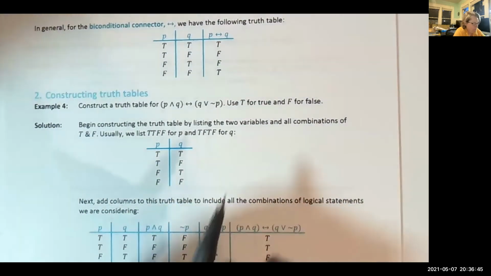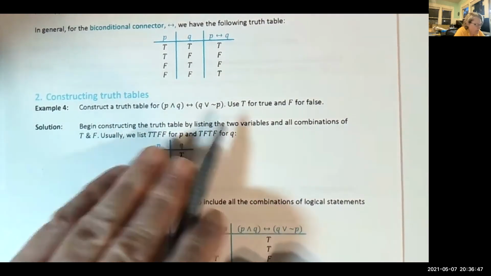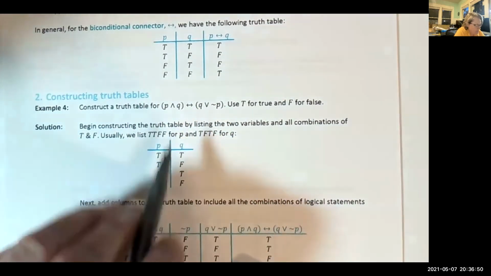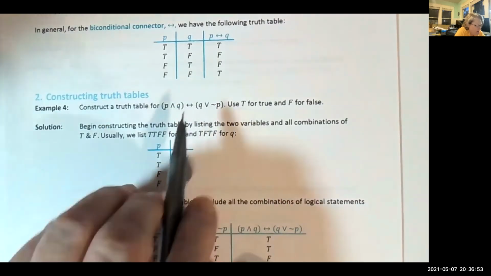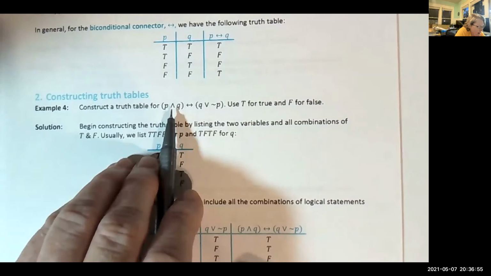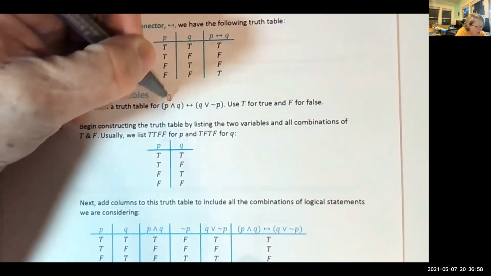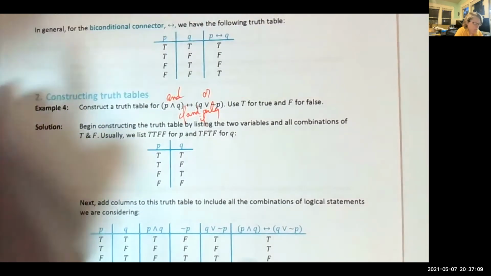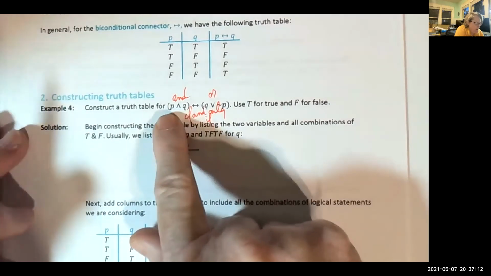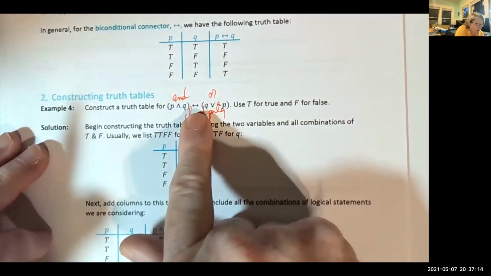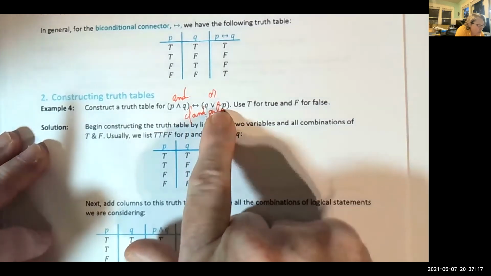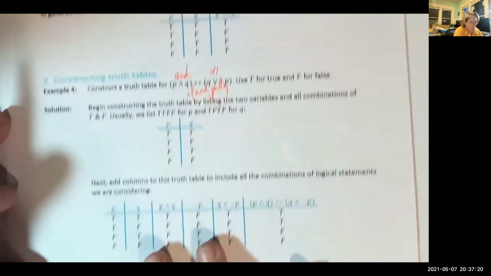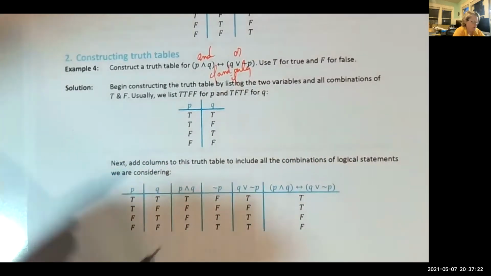That's the easiest way. I want to see what the truth value is for P and Q. Remember, the tent is and, the V shape is or, and the double arrow is if and only if. So we've got P and Q, if and only if P or not Q or not P. This is the pattern we always start with.